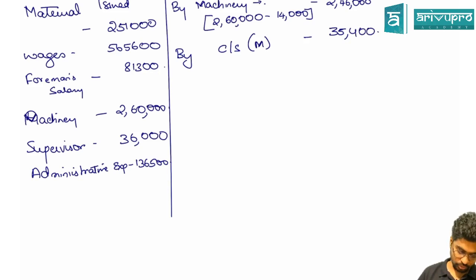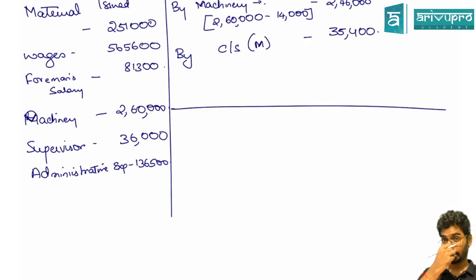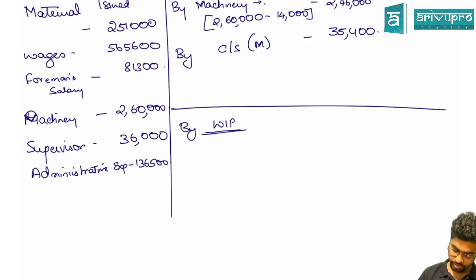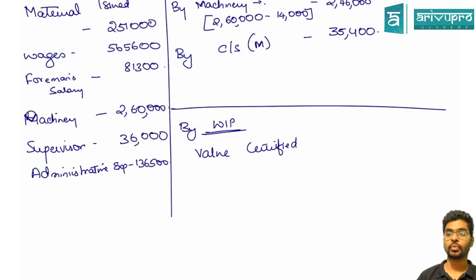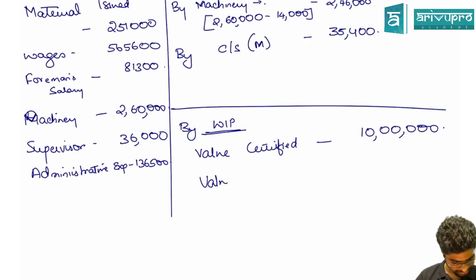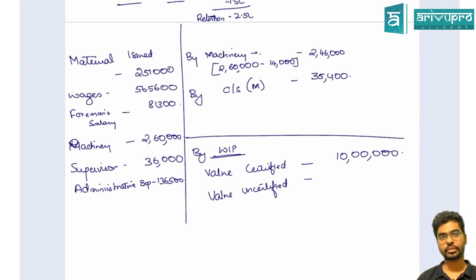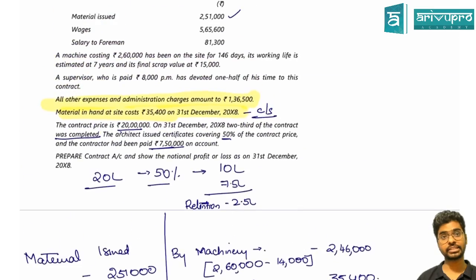Okay. Now there are two portions left, that is by work in progress. Do I know the value certified? Value certified 10 lakh. Correct. Do I know the values uncertified? Do I know the value uncertified? See the question.